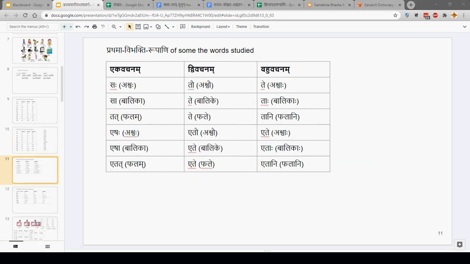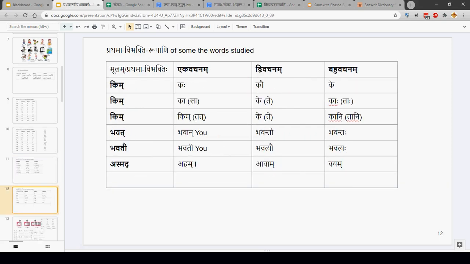And these are the pronouns that we know, this form like saha. In the bahuvachanam it becomes te. Saha is that. We know that in pullingam saha ashvaha, in bahuvachanam te ashvaha, or te balakaha, sa balika, taha balikaha, tat phalam, tani phalani, eshaha rukshaha, or ete rukshaha, esha balika, etaha balikaha, etat phalam, etani phalani. So these are the pronouns, ekavachanam and bahuvachanam forms, which again can be found in the tables.